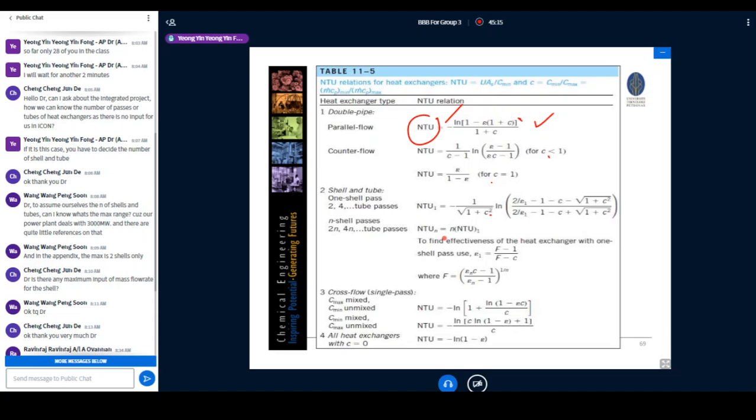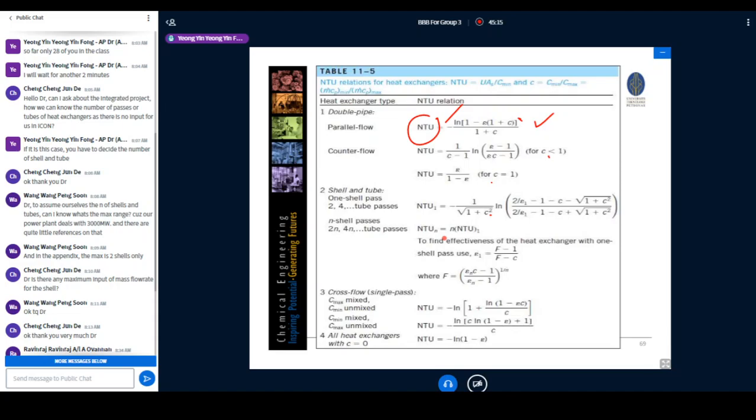I will accept both if there are clear demarcations over here. Okay, like for example, if it's a two shell, multiple tubes, let's say the NTU is 3, okay, the capacity ratio is 0.5, this line, then you can read it clearly over here.